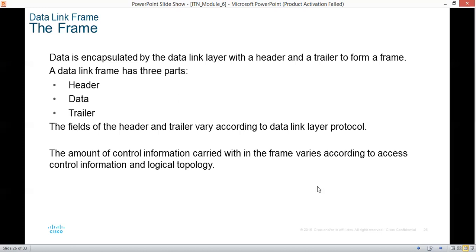In the case of the data link layer, it becomes a frame. So, when you remove the header and the trailer, what you have is the data in between them. So we're saying that the data is encapsulated by the data link layer with a header and a trailer to form a frame. So a data link layer frame has 3 parts: header, data, and trailer. Okay, so the fields of the header and the trailer vary according to the data link layer protocol. So the amount of control information carried in the frame varies according to access control information and logical topology. So based on the topology as well.